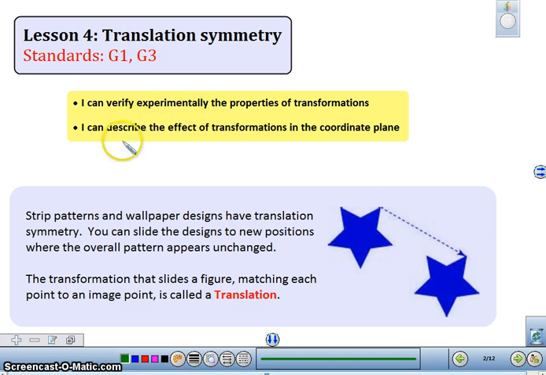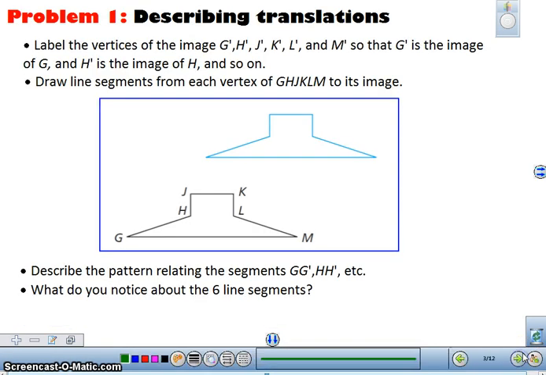But a translation, if we look at that, is when we take a strip of wallpaper design, we'll have a translation symmetry. It's when you can slide the design to a new position and make a new pattern. Notice the star is exactly the same. A transformation of a slide, when you match each point in the same image, is called a translation. So this star is sliding. Again, we're going to talk about the direction and the distance when we look at these.